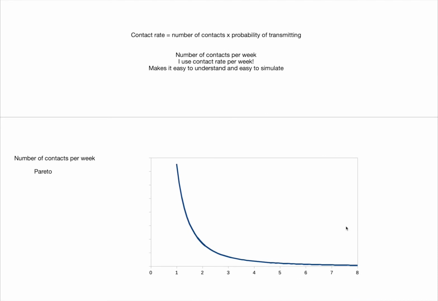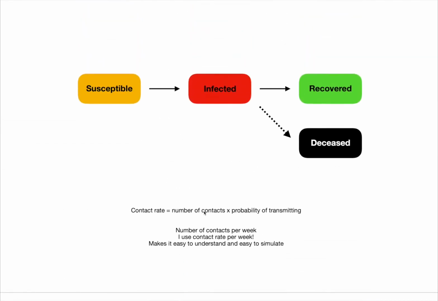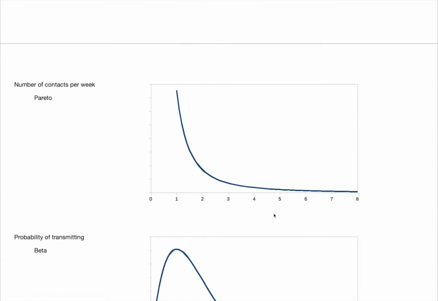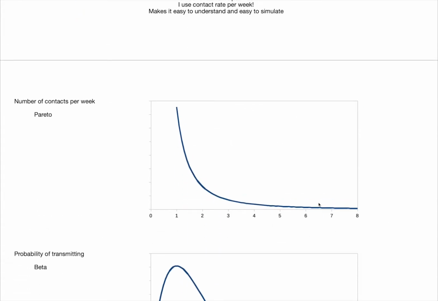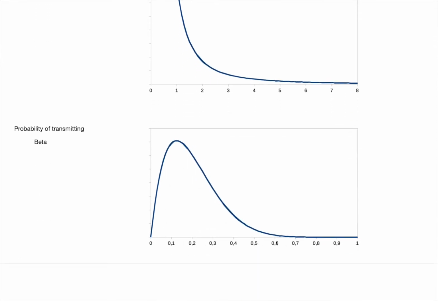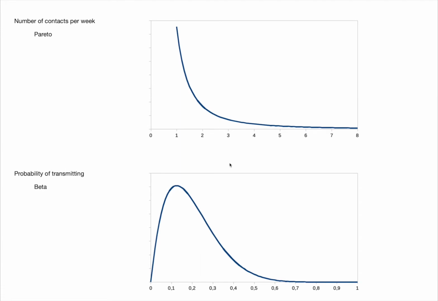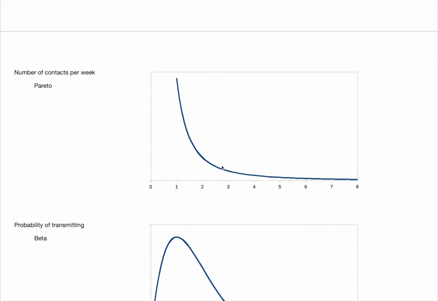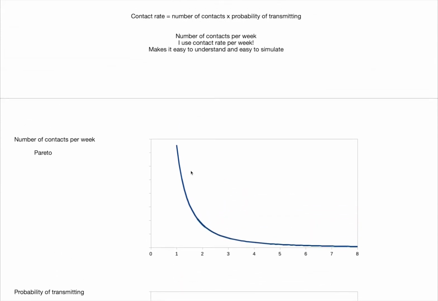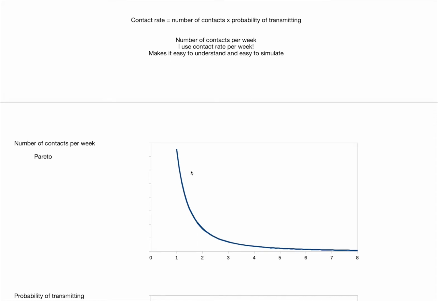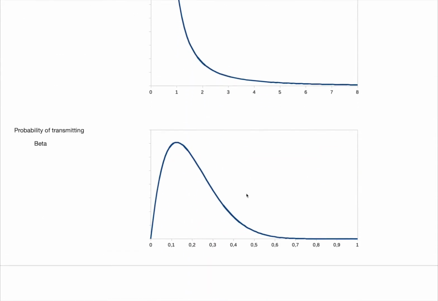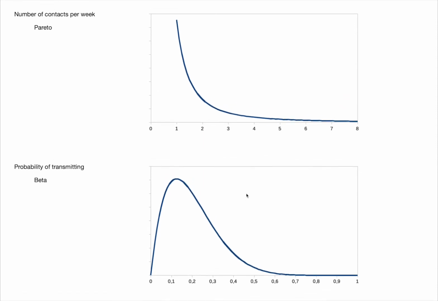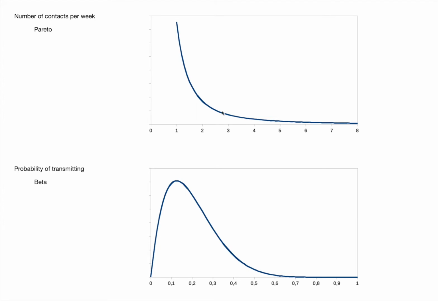When I then vary the contact rate, I vary these components, and I vary the number of contacts by drawing from the Pareto and the probability of transmitting by drawing from the beta distribution. So the number of contacts, I use a Pareto distribution, and the probability of transmitting, I use a beta. Make two random draws, multiply them together, that gives me a random contact rate. Now in later simulations I drop the beta. I only use the Pareto, and I use that to directly simulate the contact rate. It seemed the beta had little impact, and it simplified it. It also made it faster, and so in later videos I only use the Pareto to simulate the contact rate.